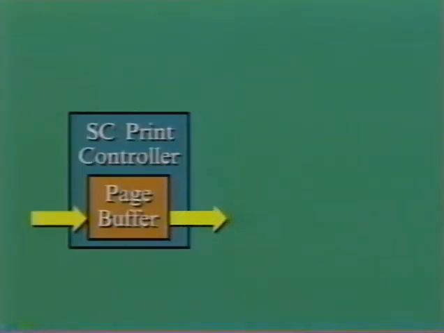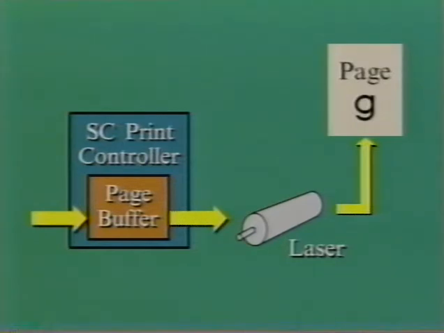The print controller in the Laserwriter 2 SC fundamentally does 2 things. It gathers the data into the page buffer and then manages the flow of data a bit at a time to the print engine.